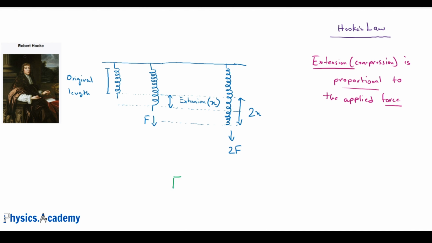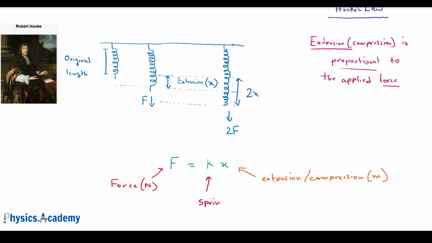2x. And we can express this relationship using this equation F equals k times x, where F represents the force measured in newtons, x represents the extension or the compression measured in meters, and k represents the spring constant measured in newtons per meter. And this is essentially a constant which depends on the stiffness of that object, whether it's easy to extend or compress, or whether it's very hard to compress or extend.